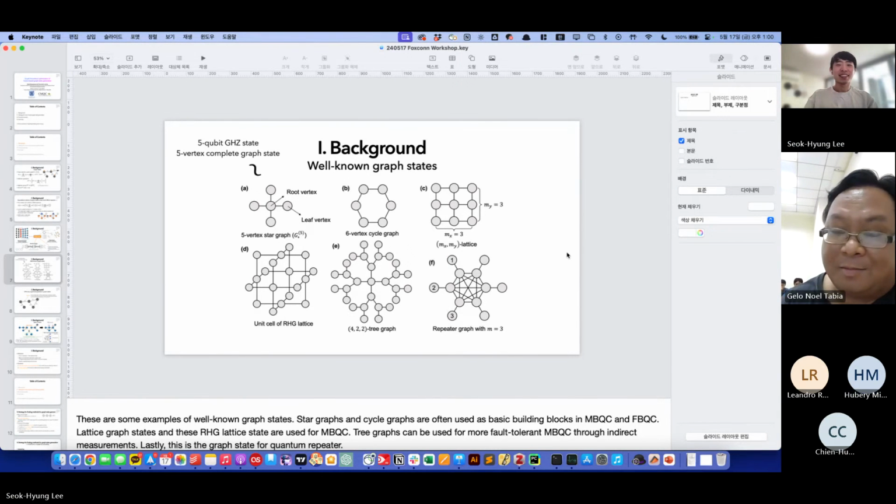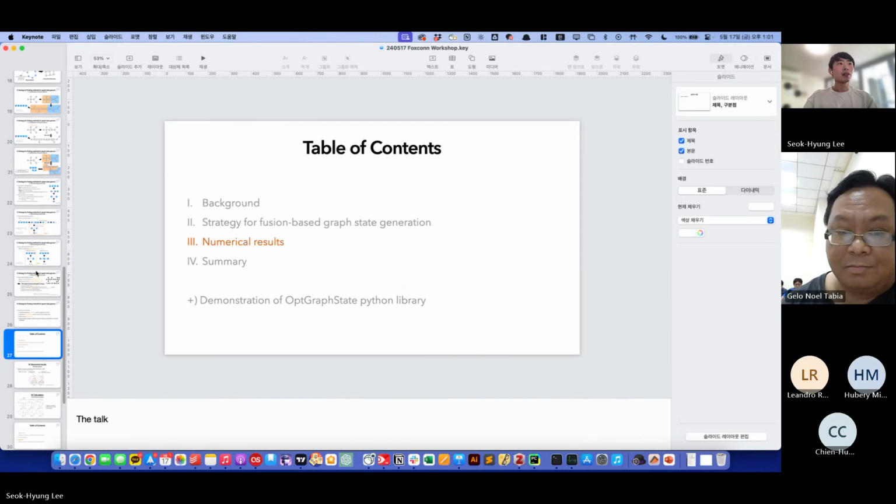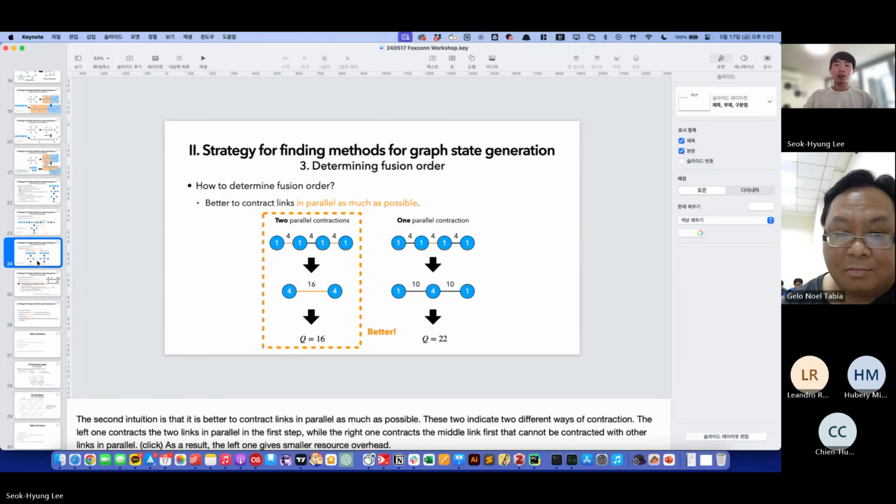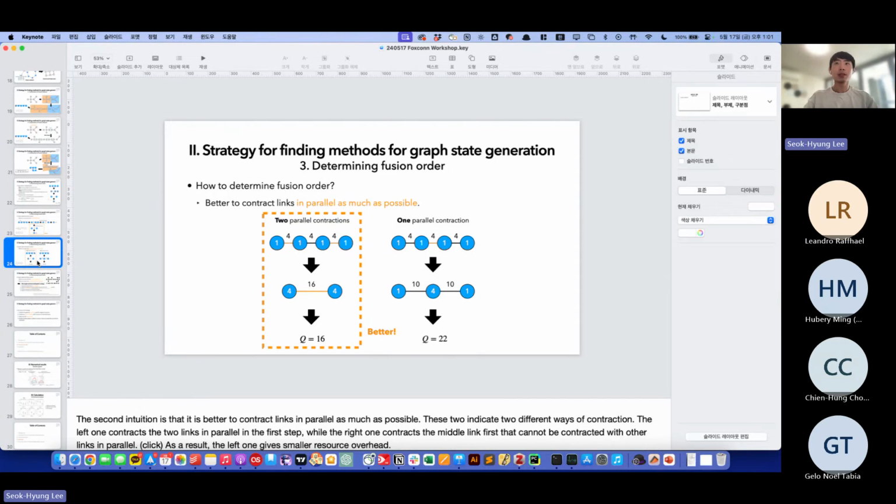I have a question. Yes. Your approach is heuristic, so it means that you cannot determine which one is the optimal, but can you guarantee that the process can succeed anyway? You mean the success of the strategy itself, or generation of the graph state? Generation of the graph state. If we can supply sufficiently many Bell resource states, then we can guarantee success.